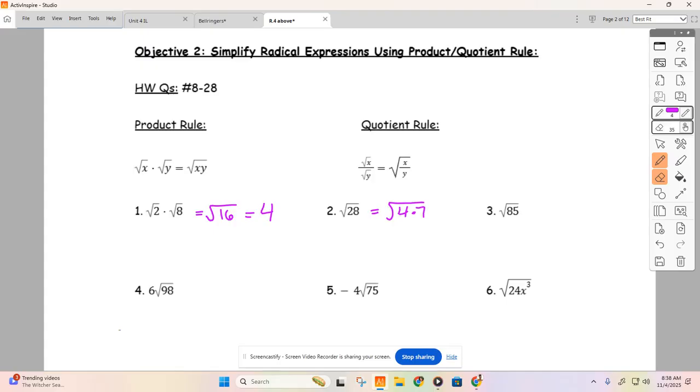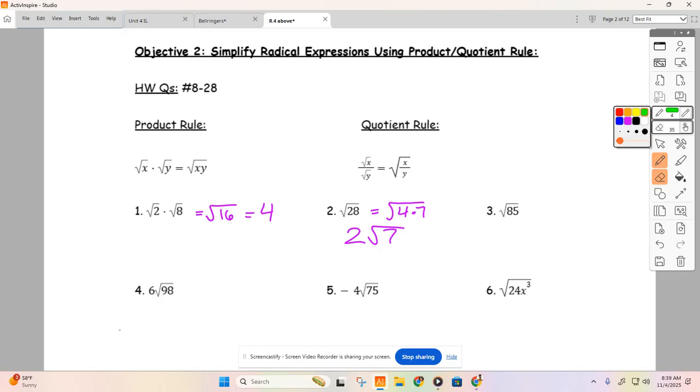The square root of 4 is 2. So I can take that out of the radical. What's left behind is 7. How can we use the calculator to check this? If you type this in to your calculator, the square root of 28, you'll get a decimal.